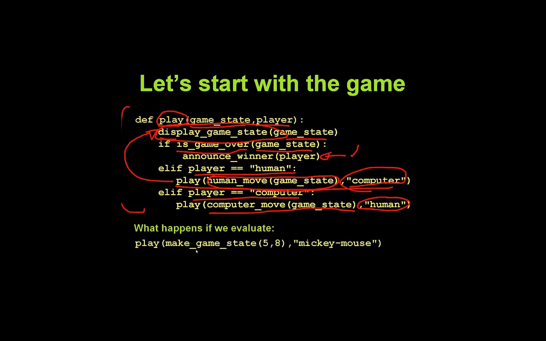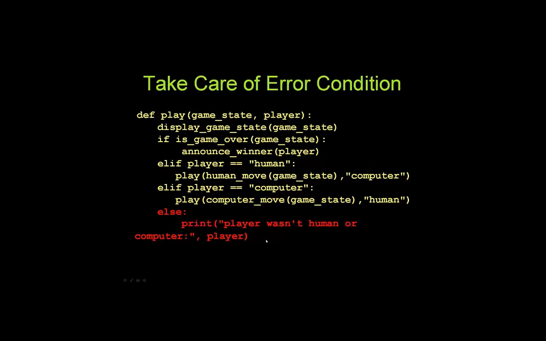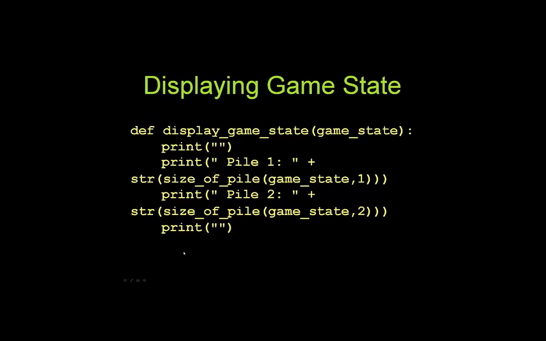Now, what happens if we evaluate this? Well, Mickey Mouse is not a person. So essentially we will add another error detection code to make sure that everything's fine if the people don't follow instructions.